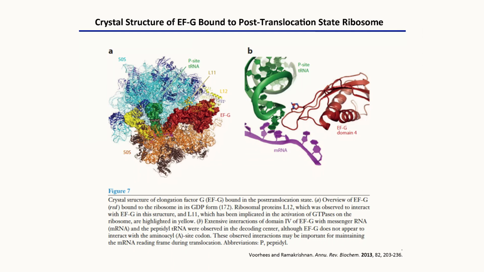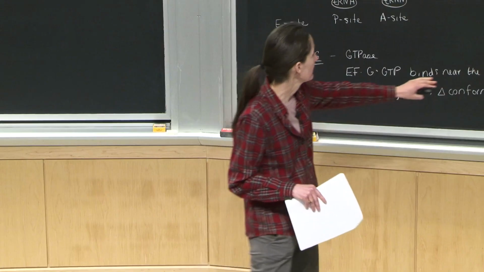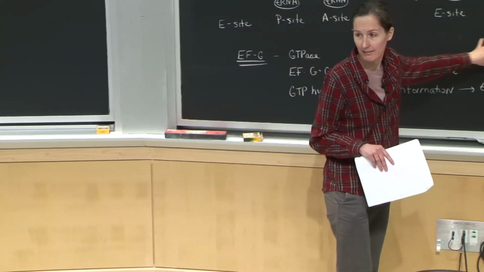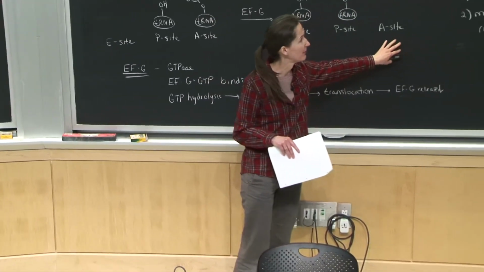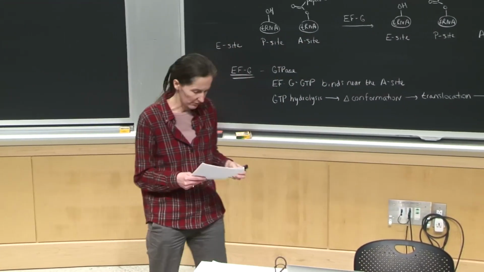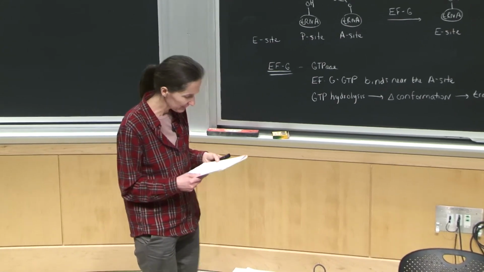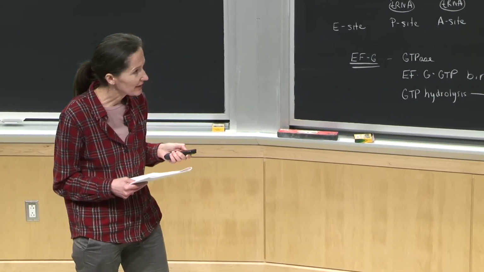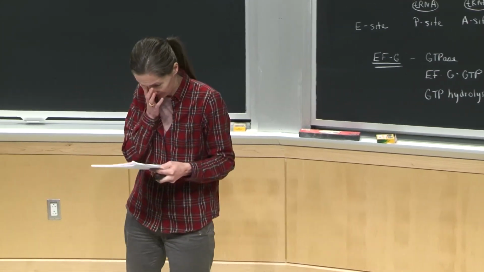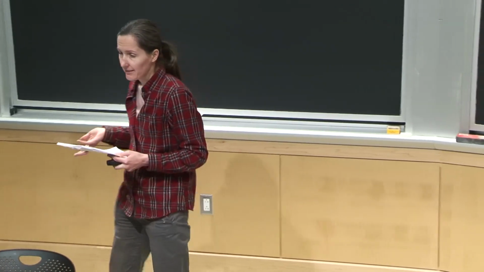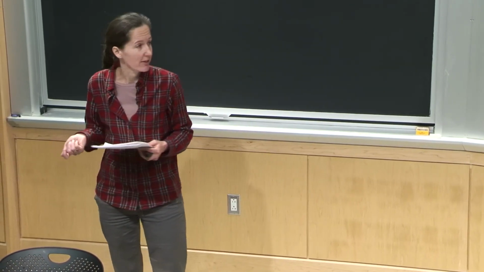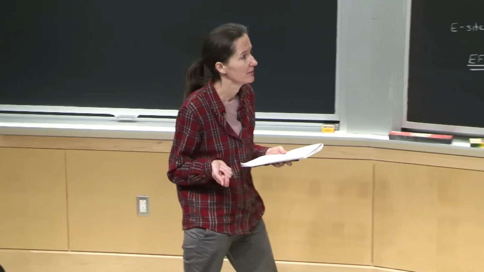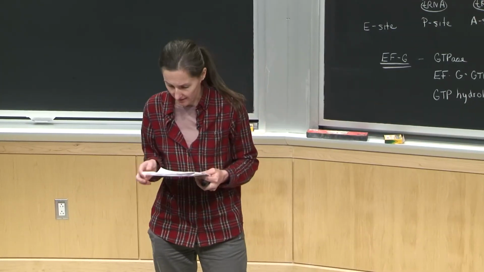Okay. And so what are we seeing here? Right. Basically, these tRNAs have moved at this stage, and we still have EFG bound here. So is EFG interacting with the A site codon of the mRNA based on this view?